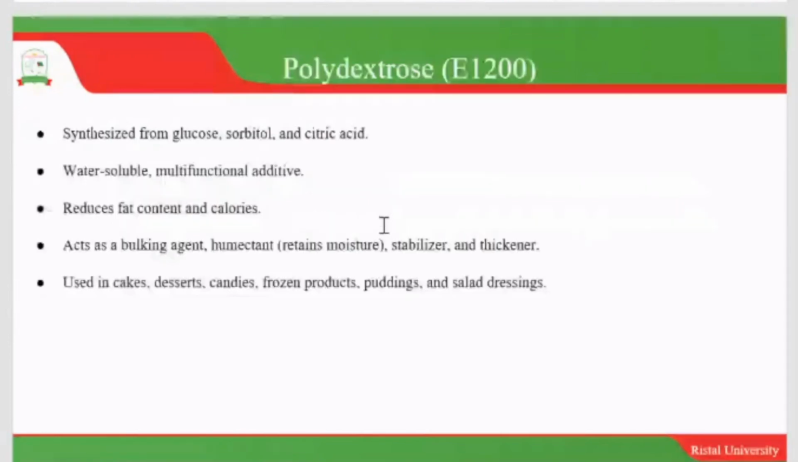So we are saying that the main role it plays is in reducing the fat content and also calorie intake. And we are saying this acts as a bulking agent since it retains moisture, and a stabilizer and a thickener. Those are all its roles as an additive. It is used in cakes, desserts, frozen products, puddings, and also salads.